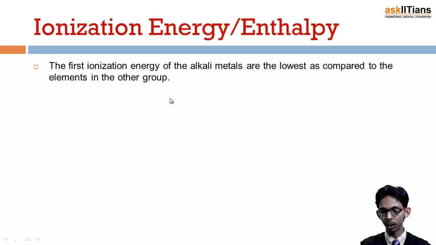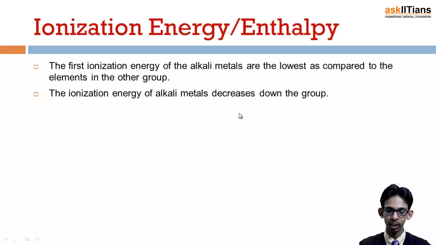That means if we talk about a particular period, the alkali metal, or the metal which belongs to the first group, will have the lowest ionization energy because of its large size. The ionization energy of alkali metals further decreases down the group. We know ionization energy highly depends on the size. The ionization energy of group 1 elements is low because of their large size, and we know the size further increases down the group, and that is why the ionization energy or ionization enthalpy further decreases down the group.